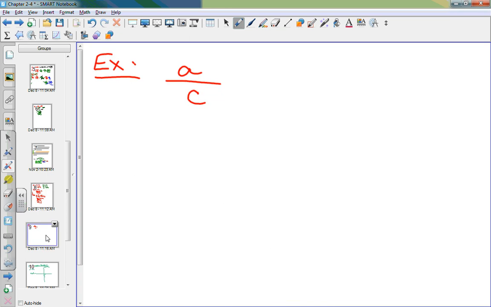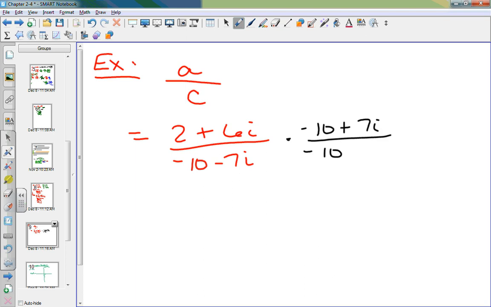Okay, if I have A divided by C, what is A divided by C? Well, what's A? You wrote it down. 2 plus 6i, and what's C? Negative 10 minus 7i is C. Now, I'm dividing by a complex number, meaning I have a real and an imaginary part. I cannot have any imaginary numbers in the denominator, can I? Since I can't have that, what do I have to do? I have to multiply the top and the bottom by its conjugate. So the conjugate of negative 10 minus 7i is going to be negative 10 plus 7i over negative 10 plus 7i.